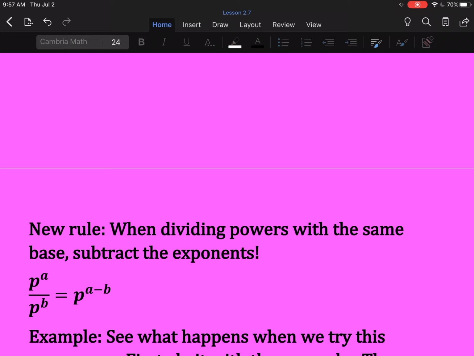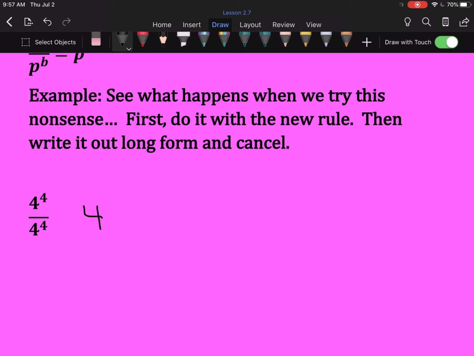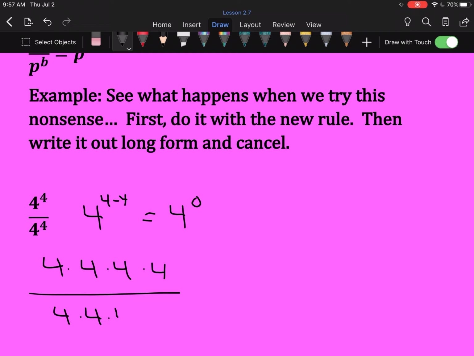See what happens when we try this nonsense. 4 to the 4th divided by 4 to the 4th. So first we do it with the new rule. So the new rule says, since it's the same base, we should be able to make this 4 to the 4 minus 4, which means it's 4 to the 0. It says write it out long form and cancel. Okay, so I need 4 4s, and below that I need 4 more 4s. And when I cancel, everything cancels. So the question is, what's left?